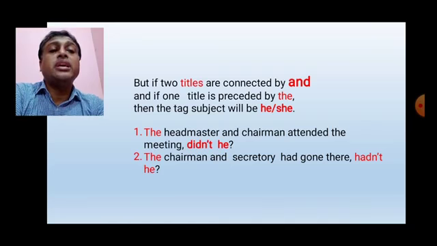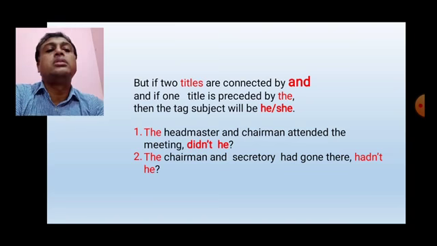The headmaster and chairman attended the meeting. Here verb is attended. It is verb 2. So we will write did as the auxiliary verb of this statement. As this is a positive statement, we have to write not, and then subject will be he, because here only one title is preceded by the. So the answer of this statement is didn't he.